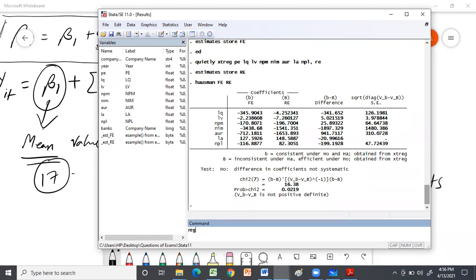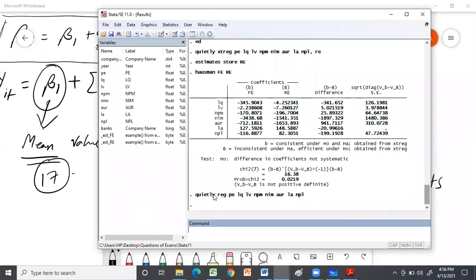First of all, you have to estimate the regression model quietly. Quietly regress price earning ratio against all explanatory variables. This is which method? Fixed effect, random effect, or pooled OLS? Pooled OLS, right? So it has already been estimated and kept in hidden form. Now we'll have to store it.